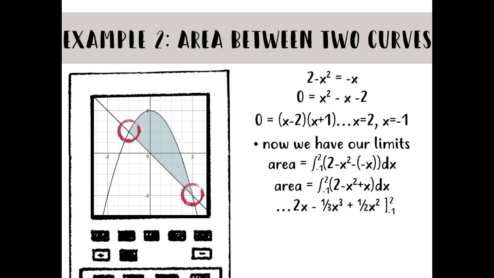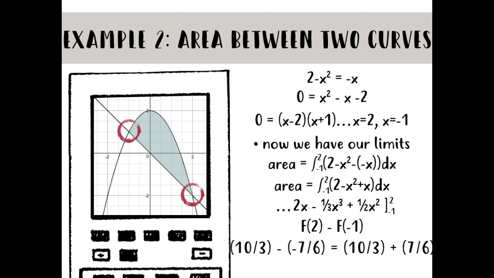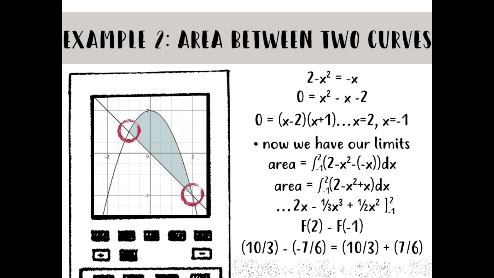So f of 2 minus f of negative 1, when we plug in both of those values, we're going to get 10/3 minus negative 7/6, which simplifies to 10/3 plus 7/6. And then we are going to change the 10/3 into sixths, which will be 20/6 plus 7/6, and that's going to give us 27/6. And that finally simplifies all to 9/2, which will be our area between 2 minus x squared and negative x.